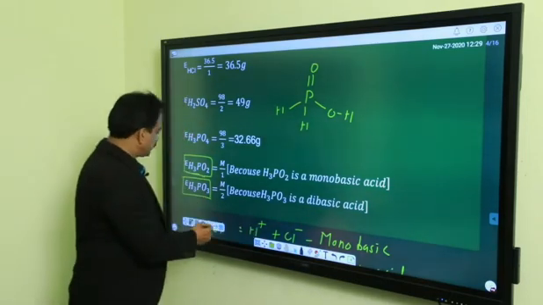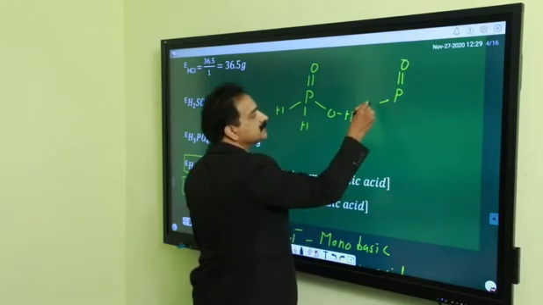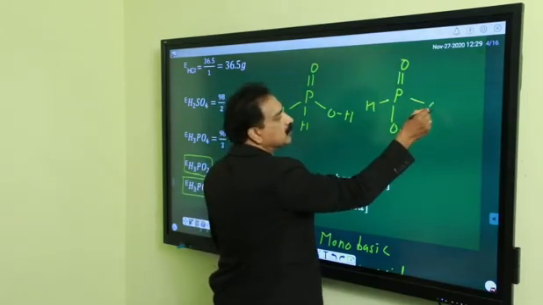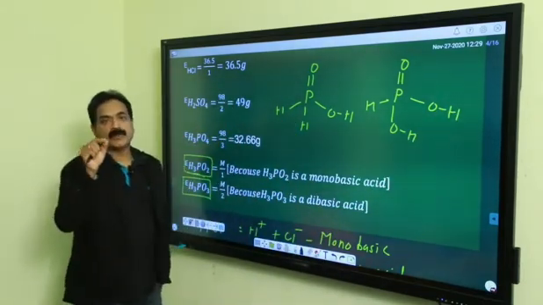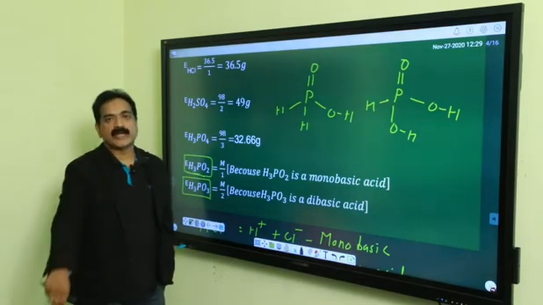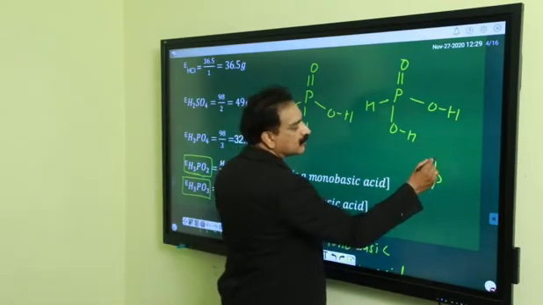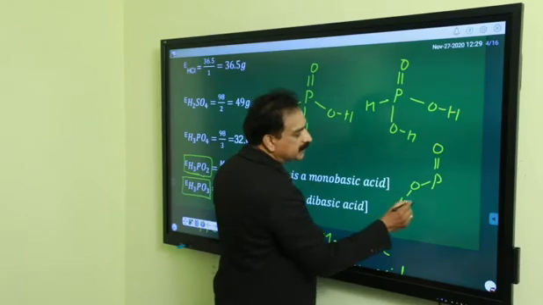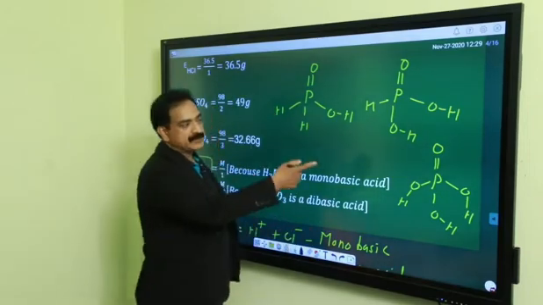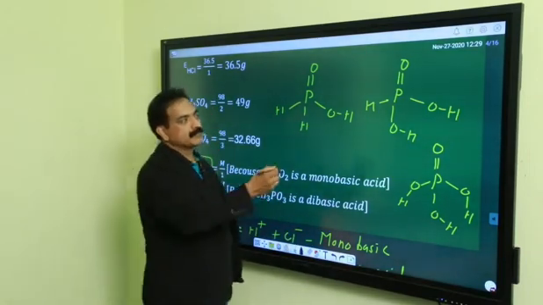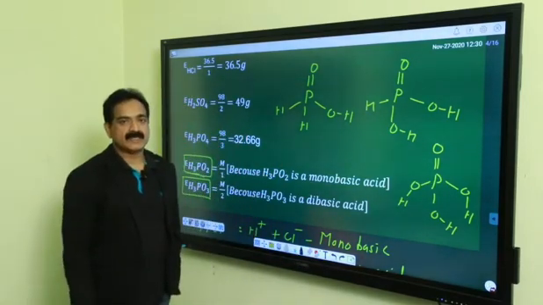Look at H3PO3. If you look at the structure of H3PO3, though in this acid we have 3 hydrogen, only 2 hydrogen atoms are bonded through oxygen, and only those 2 hydrogen can be donated as H positive. And if you look at H3PO4, all the 3 hydrogen are bonded through oxygen. So H3PO4 is a tribasic acid, H3PO3 is a dibasic acid, and H3PO2 is a monobasic acid.